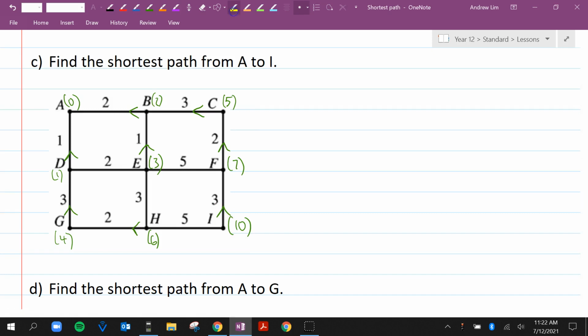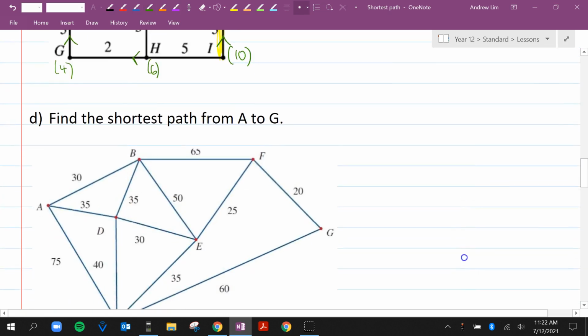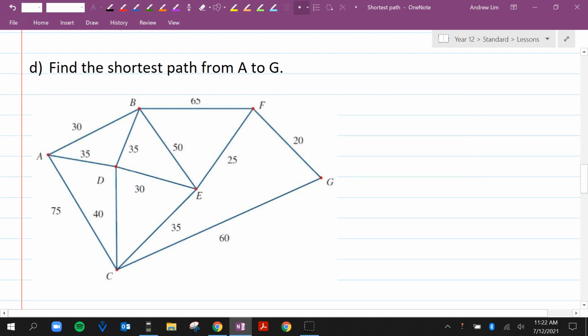Now that we've done that, let's highlight our shortest path. Just follow the arrows. So the shortest path from A to I is A to B to C to F to I, and it's got a weight of 10. Alright, I'll get you to pause the video. Have a go with D.